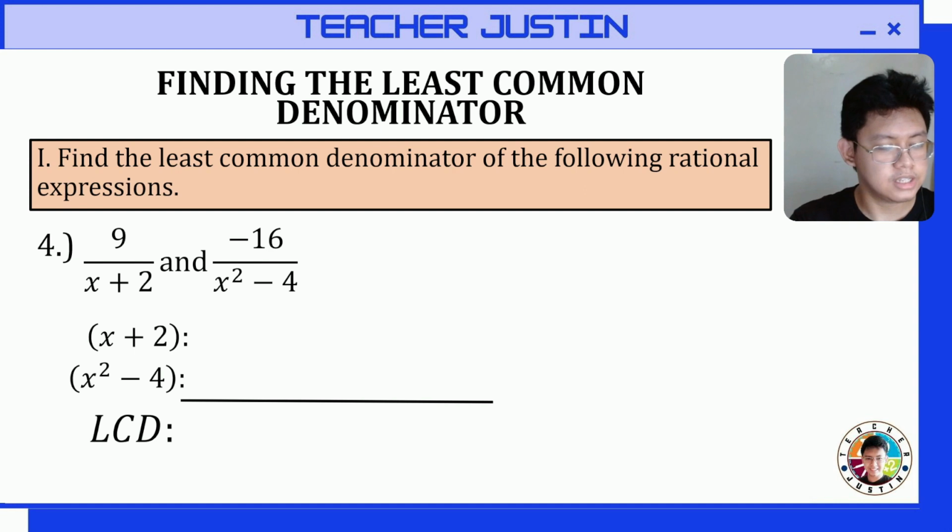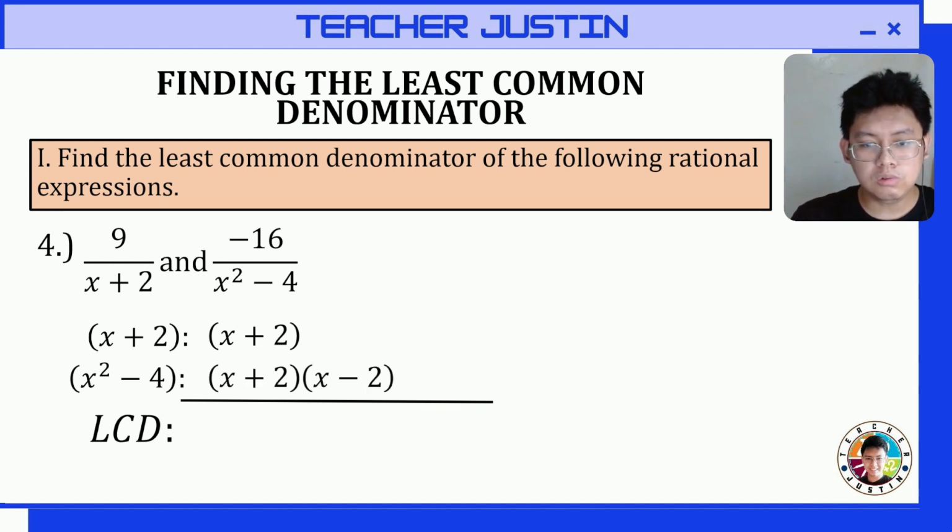So, factor natin si x plus 2. So, since hindi na natin pwedeng i-factor pa si x plus 2, then our factor will be x plus 2. Tapos, si x squared minus 4, we can apply factoring difference of two squares. That will be x plus 2 and x minus 2. Yan. Now, kunin natin yung common factors nila. That will be x plus 2.